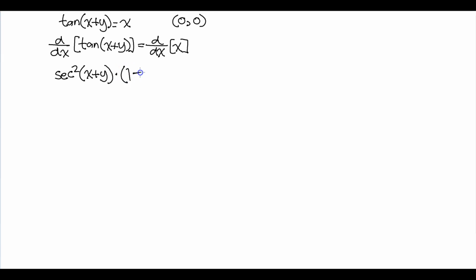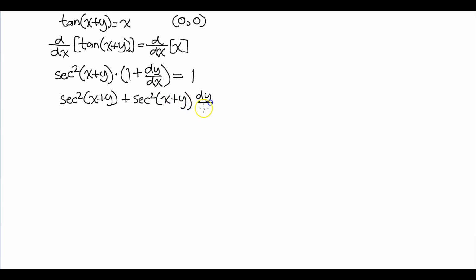1 plus the derivative of y with respect to x, which is simply dy/dx. So we can distribute: secant squared of x plus y, plus secant squared of x plus y times dy/dx.